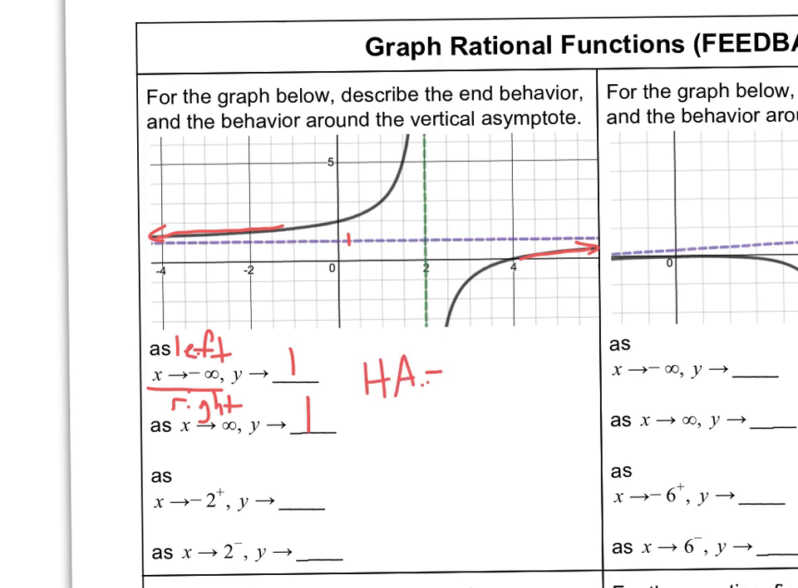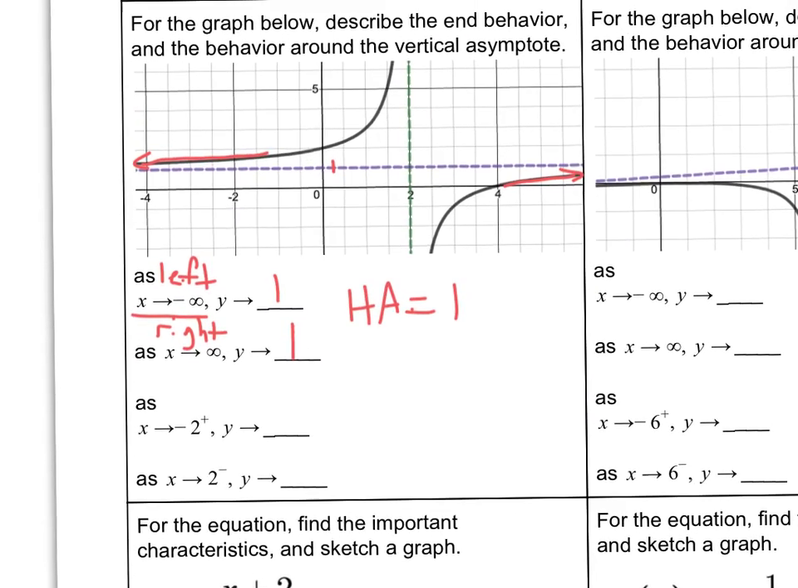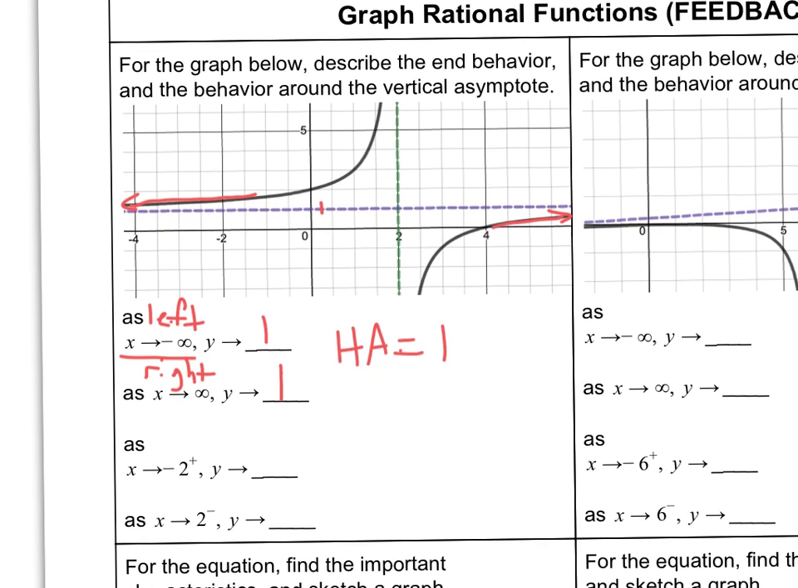And if you have a horizontal asymptote that's equal to 1, both of these end behavior values are going to end up being 1 as well. That means we're approaching 1 on both sides.